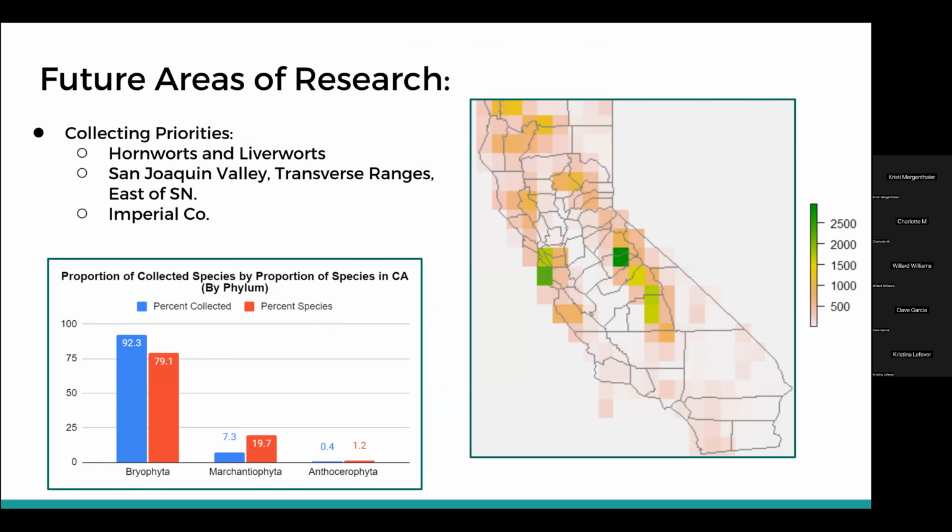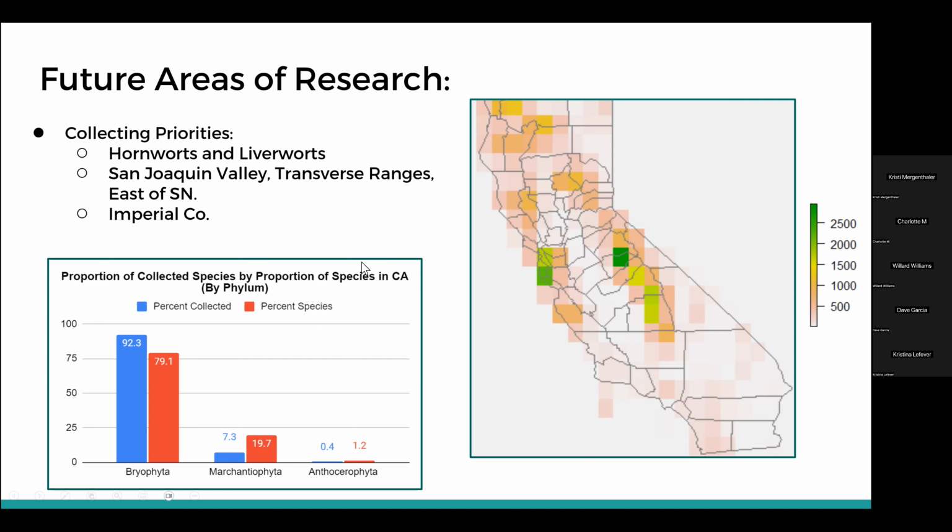So now, kind of closing in on this topic, some future areas of research. Well, of course, like I said earlier, we have some collecting priorities that need to be established. Looking at this figure to the right here, this map shows the collecting intensity of bryophytes within the state. The greener the square, the more bryophytes were collected there, and white means very few bryophytes were collected. And these largely follow what we've been seeing in the previous figures.